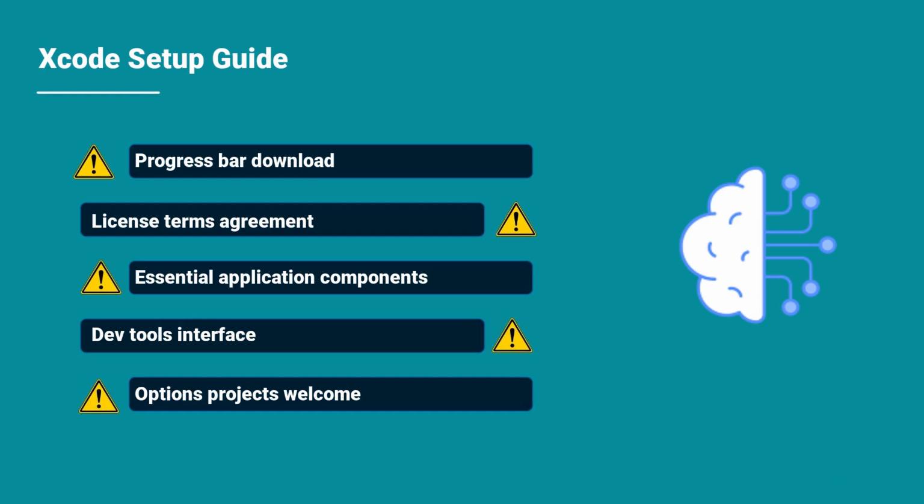Now, you might be thinking, great, I'm done, but hold on, there's a little setup involved. The first time you launch Xcode, you'll likely have to agree to a license agreement, so just read through it, and if you're okay with the terms, click Agree. This step is pretty crucial for using any development tools from Apple.